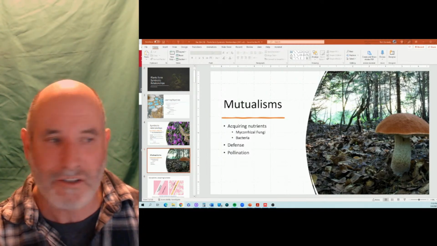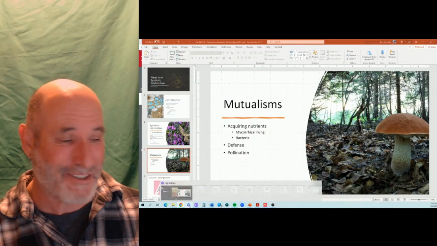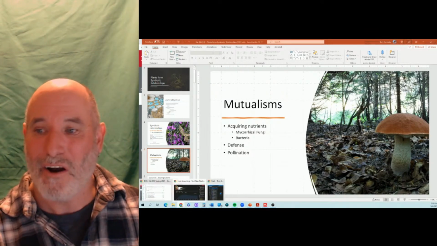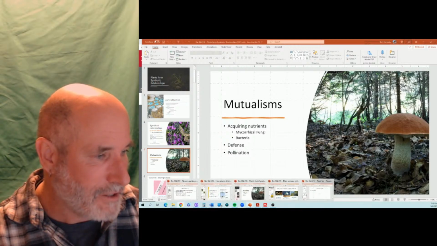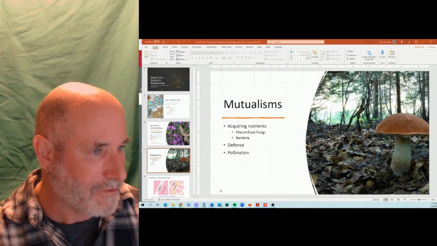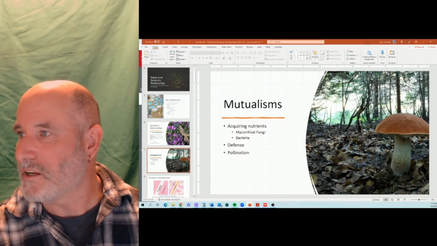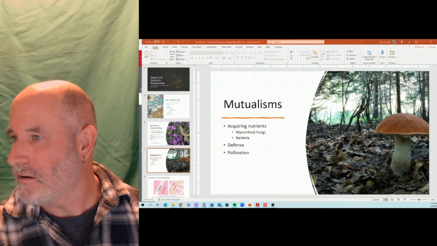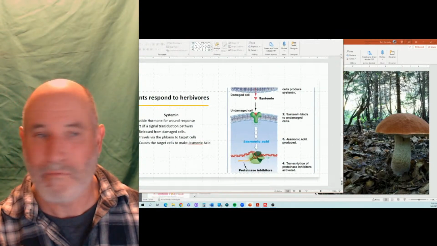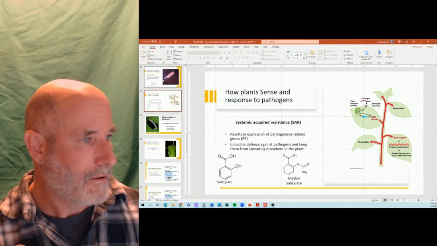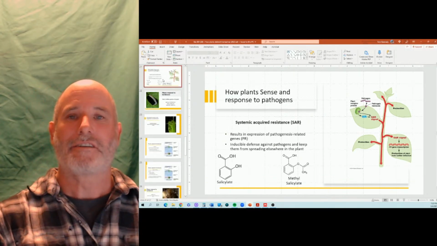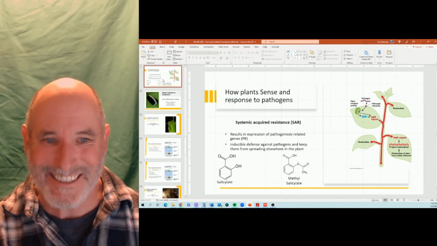Okay, how does SAR work? Well, I think I actually pulled this slide up here. So SAR is a systemic action, and that is going to be under how plants defend themselves, plant defenses. And then we can go to here. I'll pull this up. Okay. Systemic acquired resistance, right?